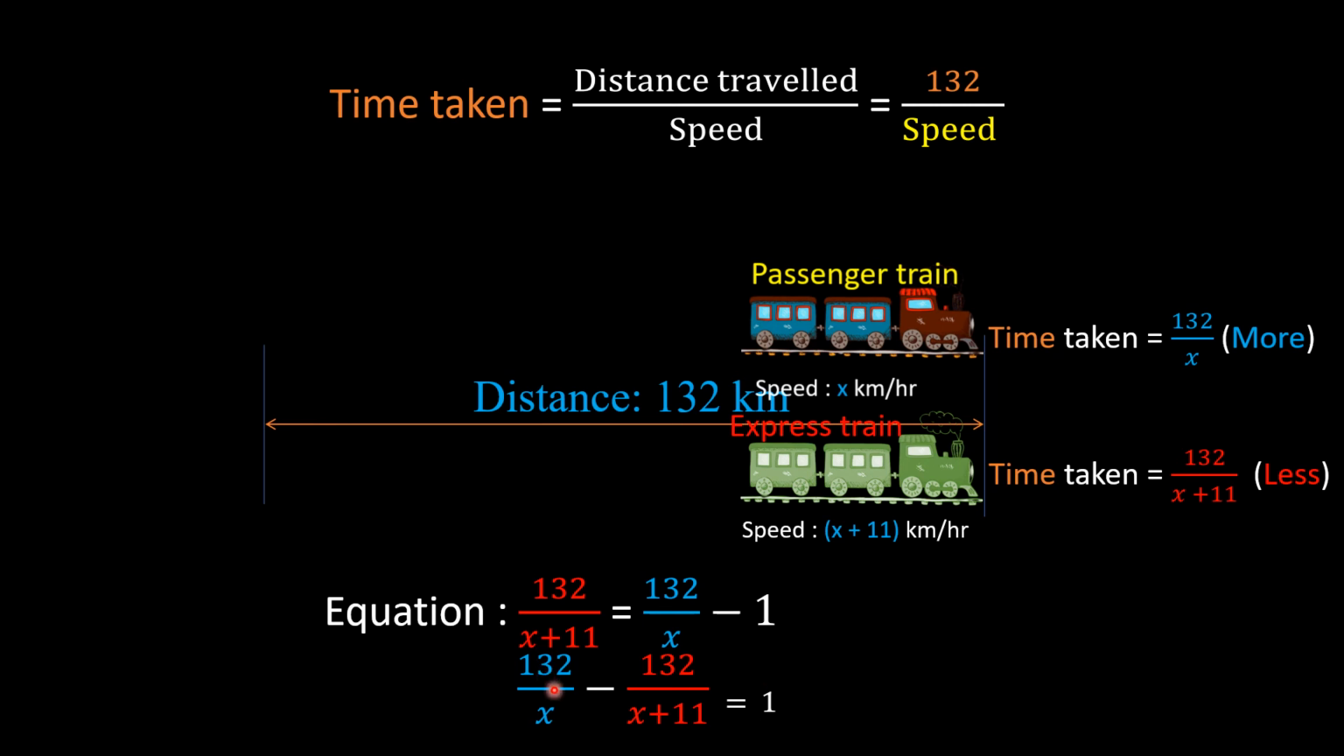Now we have to simplify this equation in order to get a quadratic equation, and we have to solve that quadratic equation to get the value of x. We have 132 divided by x minus 132 divided by x plus 11 equals 1. We will take 132 common and write 132 multiplied by 1 divided by x minus 1 divided by x plus 11 equals 1. 132 divided by 132 gives us 1.